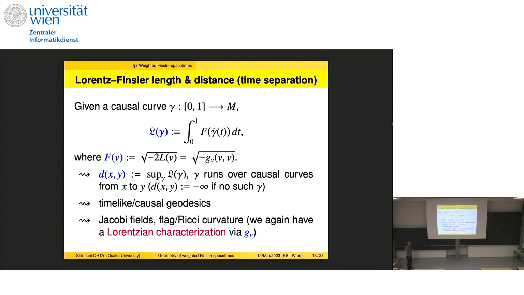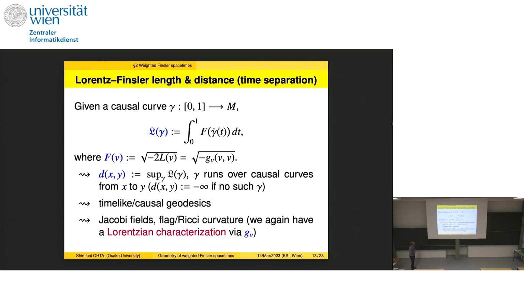And so this is again a summary of the usual construction. We can define a kind of length for a causal curve gamma. And here, F denotes the square root of minus 2 times L.